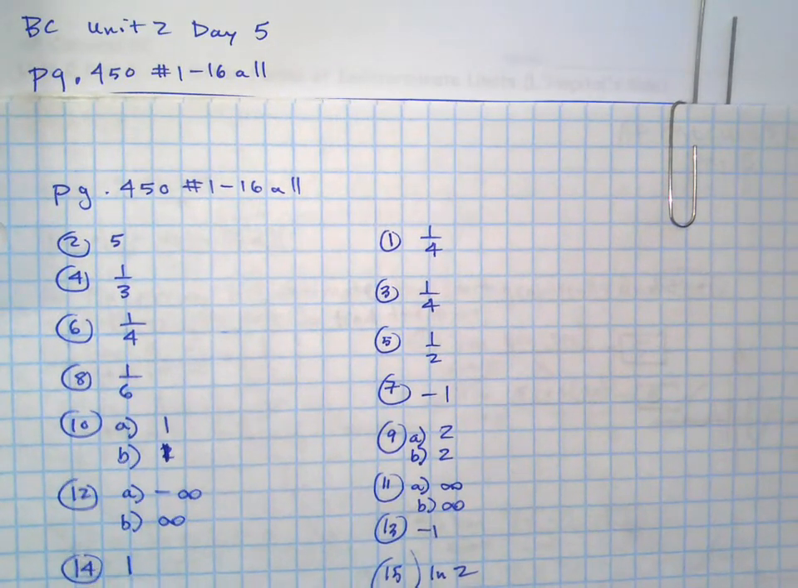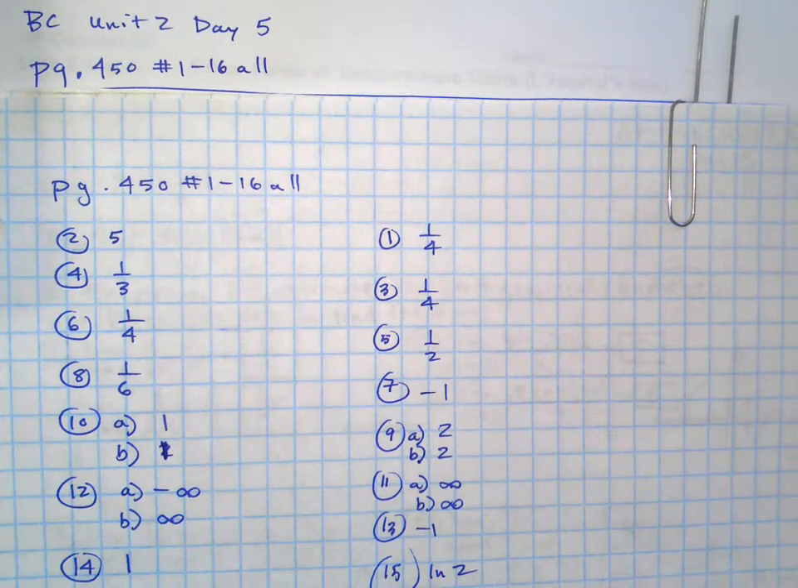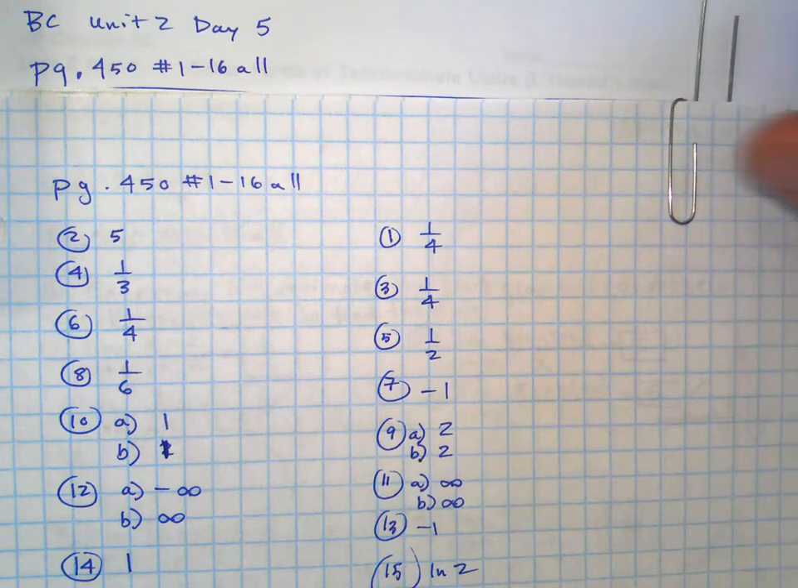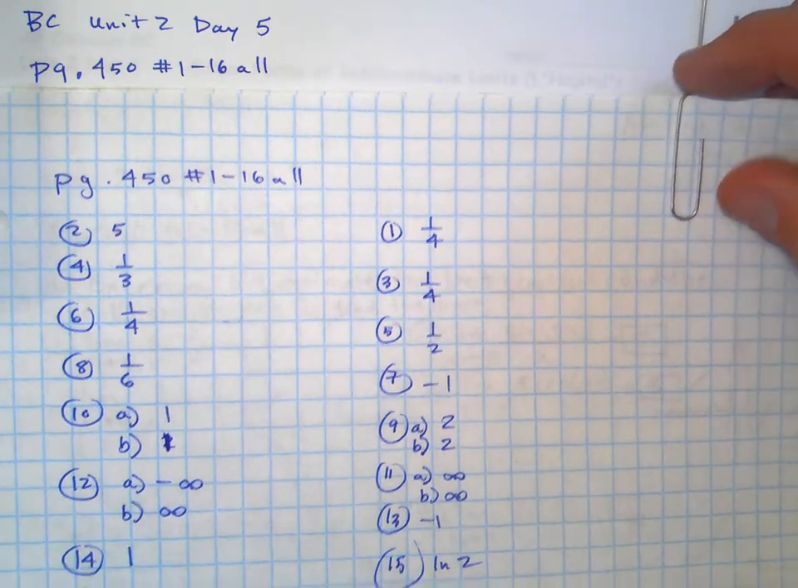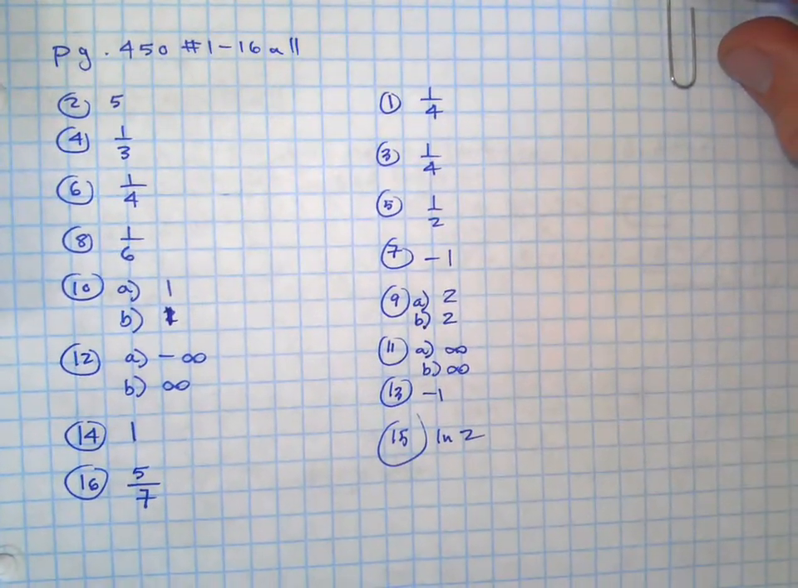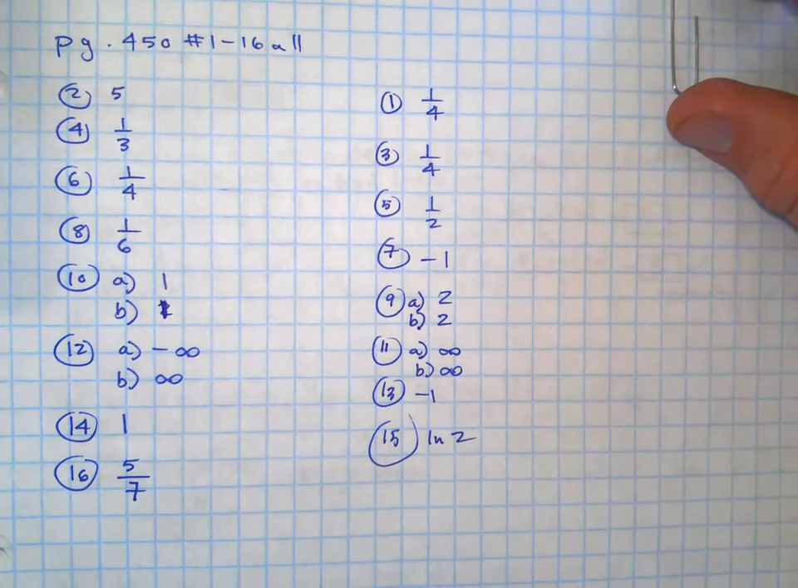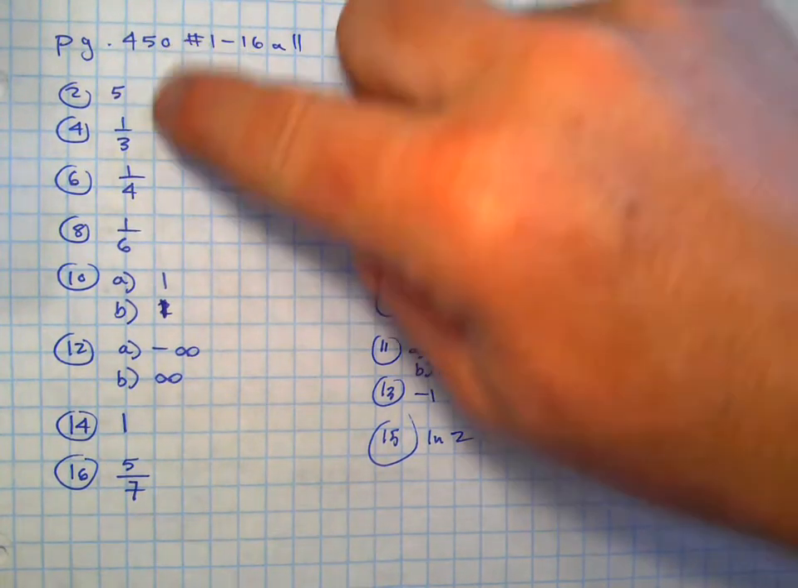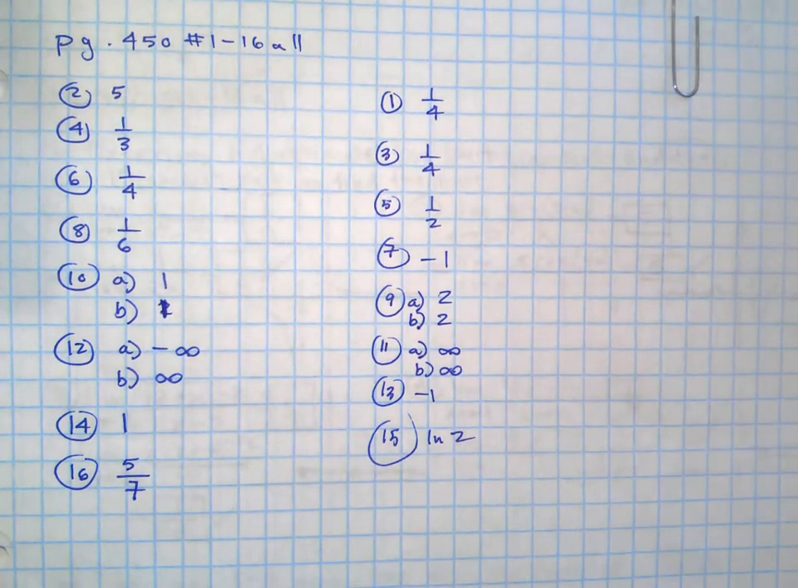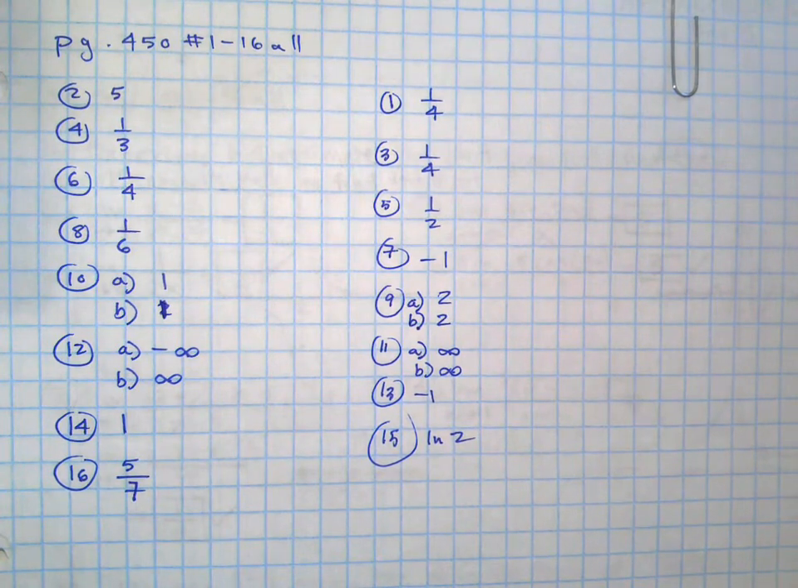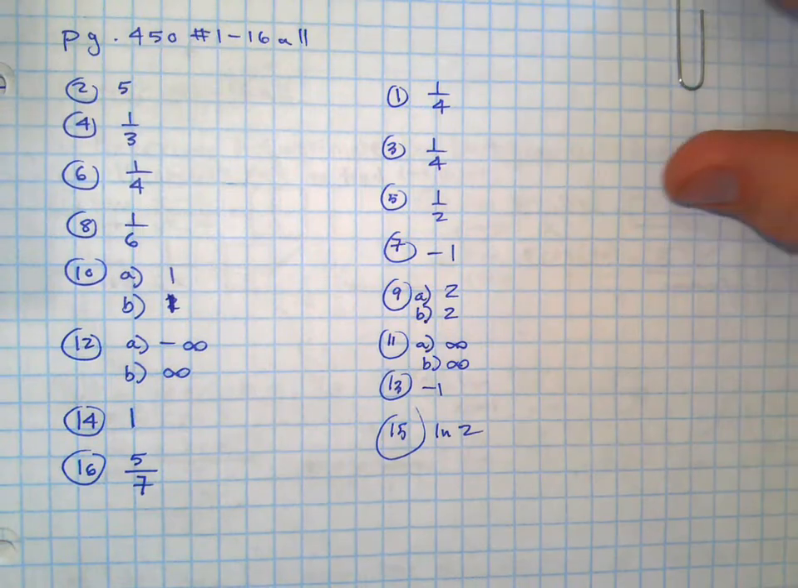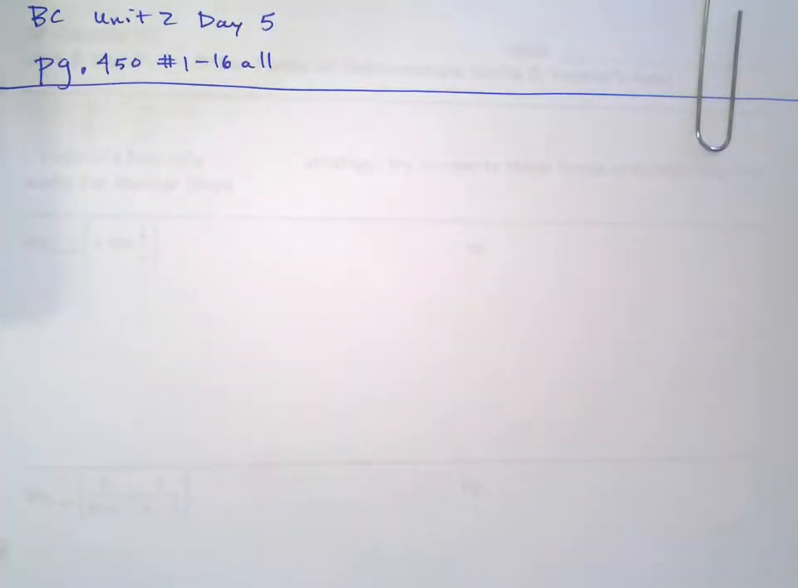Okay, Cal PC, Unit 2, Day 5, assignment, office hours, page 450, 1 to 16 all. These are the questions. These are the answers, the even ones. Hopefully you check your odds in the back. You can pause it right now if you want to check them longer. I'm going to go ahead and keep going.